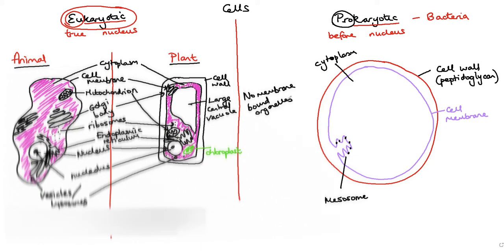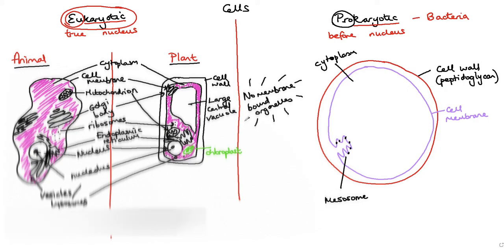But prokaryotic cells still need to respire. They still need to break down glucose. Some bacteria still photosynthesize to produce their own sugars. So they need these enzymes in order to carry out those reactions, respiration and photosynthesis, for example. So no membrane-bound organelles, that's a really, really important thing to remember about these.